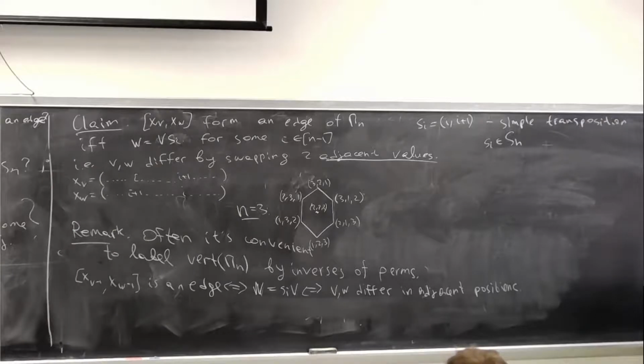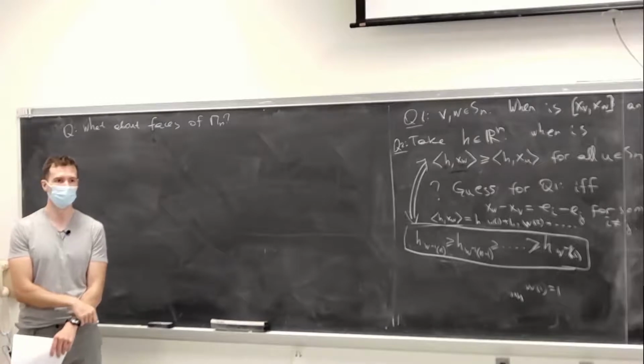Now let's say I want to know everything about the Permutohedron. So the next question is, what about arbitrary faces of arbitrary dimension? What do the faces correspond to on the Permutohedron?